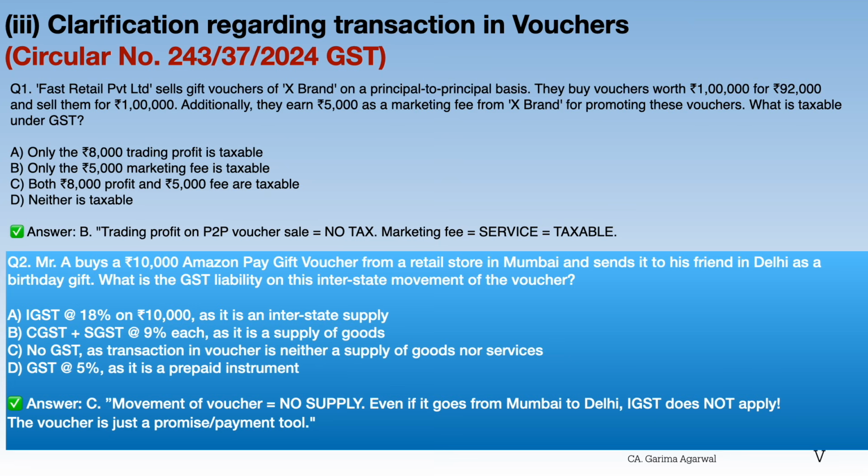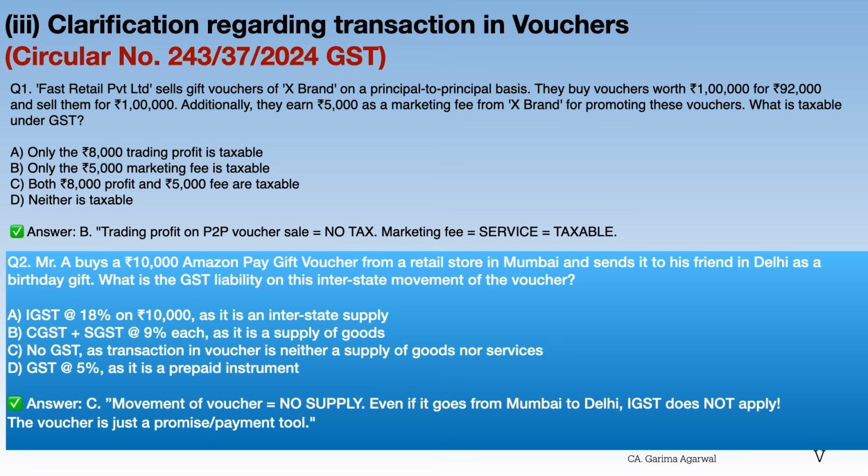A. Only 8,000 rupees trading profit is taxable. B. Only the 5,000 marketing fee is taxable. C. Both 8,000 profit and 5,000 fee are taxable. D. Neither is taxable. So the correct answer is B. Trading profit on P2P voucher sale is not subject to GST, whilst the marketing fee is a service. It's a taxable service, so it will be taxable under GST.